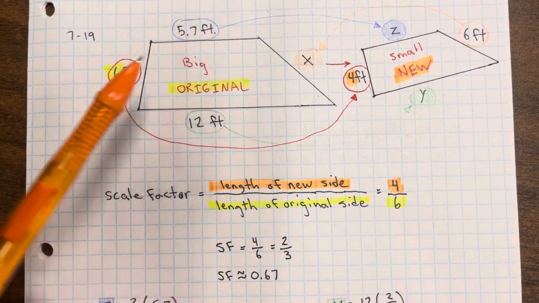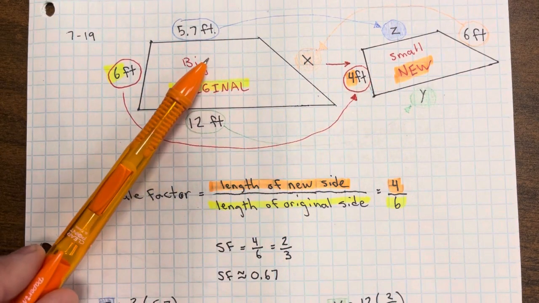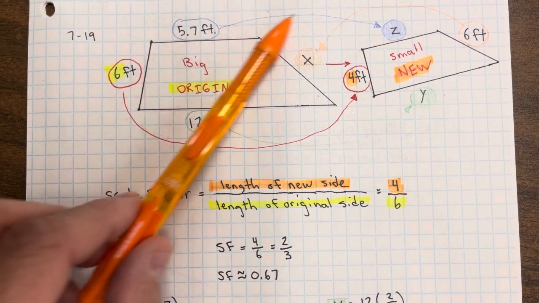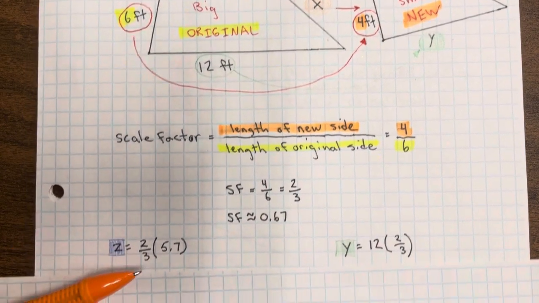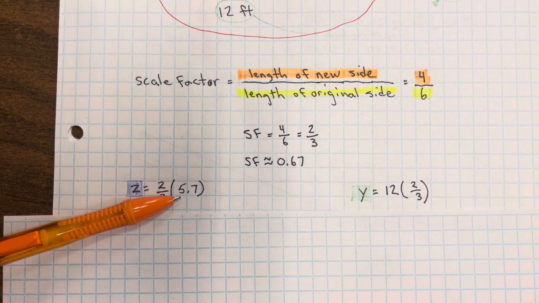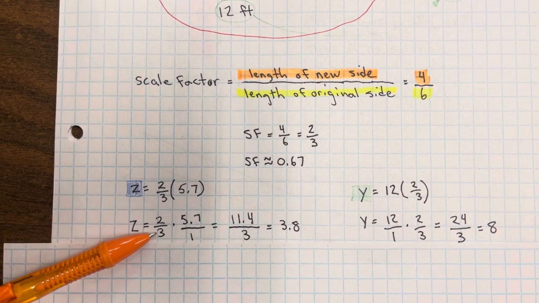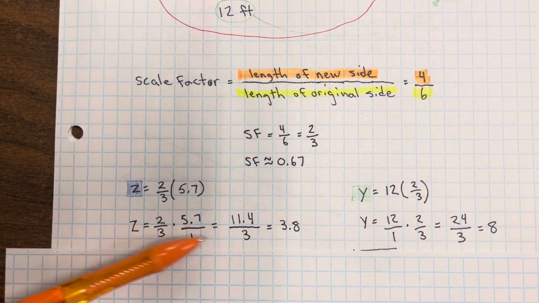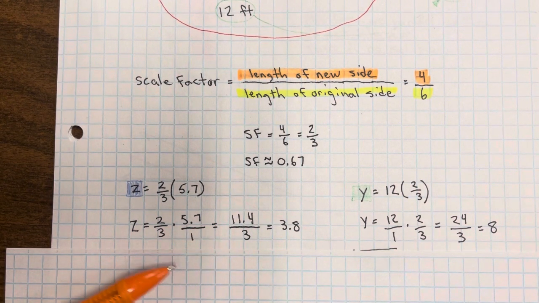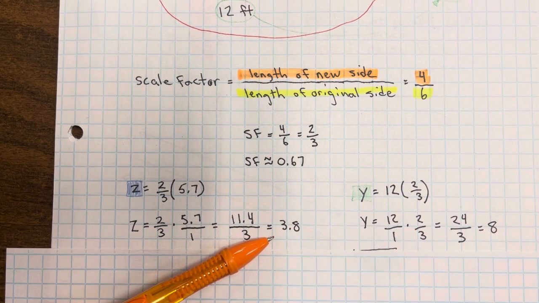We also want to make sure that the scale factor is correct. We're going from big to small, and the scale factor has to be less than 1 but greater than 0, because we're decreasing the size. So we have 2/3, the scale factor, multiplied by the length of the original side, 2/3 multiplied by 5.7, which equals 11.4 divided by 3. 3 multiplied by 1 is 3. 11.4 divided by 3 is 3 8/10.